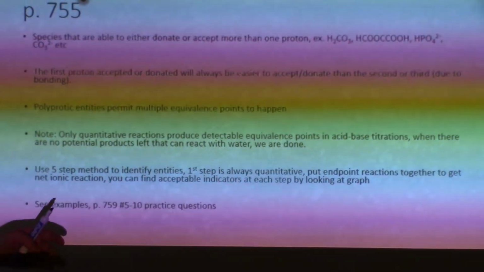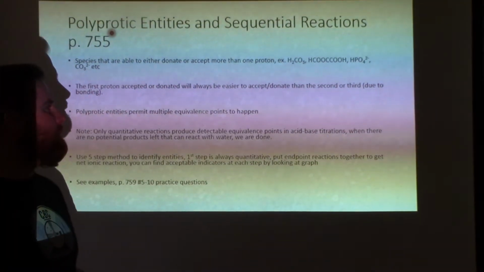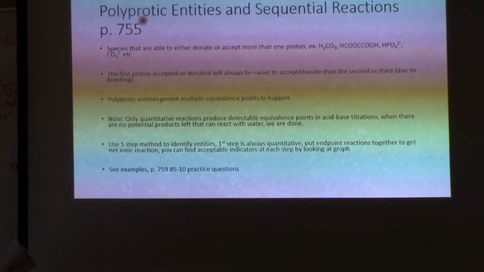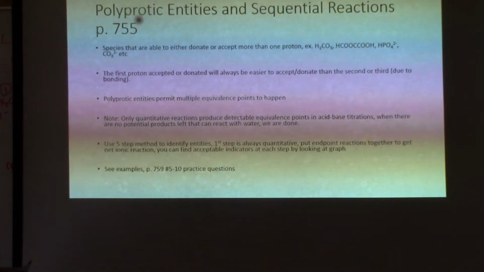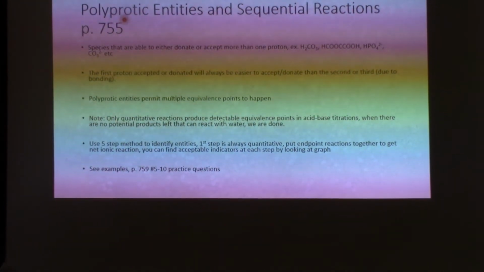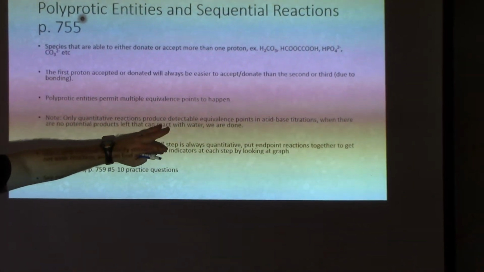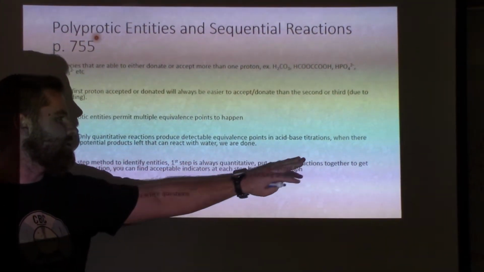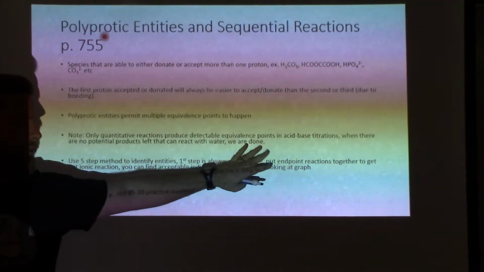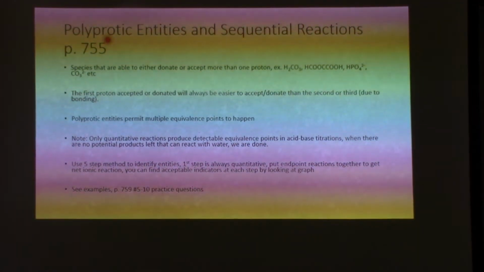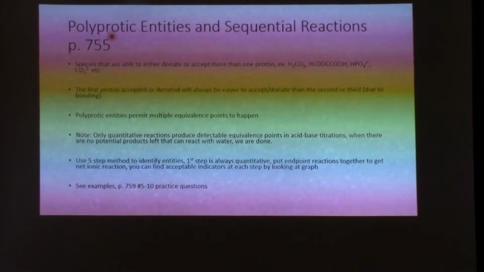When we talk about reactions, I'm going to graph this on a titration curve. The first proton accepted or donated will always be easier to accept or donate than the second or third one, and this is because of Ka and Kb relationships. So polyprotic entities permit multiple equivalence points. Here's the deal though: only quantitative reactions produce detectable equivalence points in acid-base titrations. When there are no potential products left that can react with water, we are done. So we'll have equivalence points when the titrations go to completion.